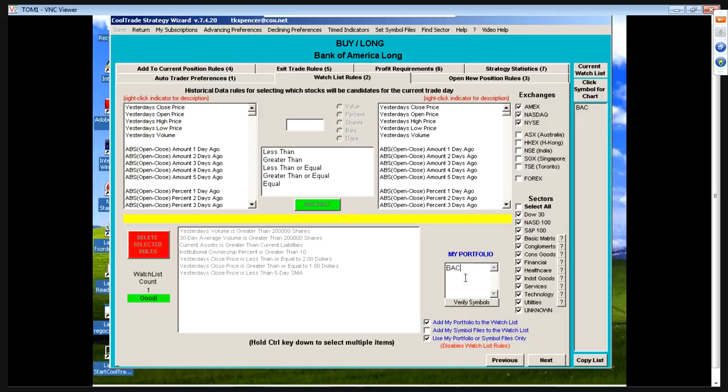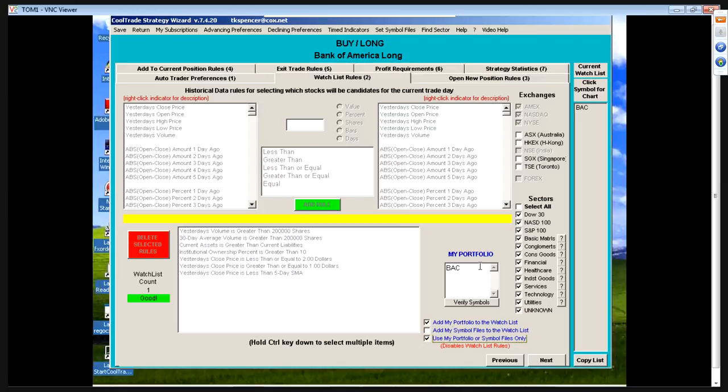Now, by checking that first one, all you did was put it in the watch list along with the symbols that the strategy picked based on the rules. It would have added more symbols. Uncheck that bottom one for a second: use my portfolio or symbol files only. Watch what happens when you uncheck that. More symbols came in. See on the upper right, more symbols came in because of these rules here. But in this case, you want to ignore the rules because he only wants to trade that one stock, and he really didn't want to delete all of his rules. So he puts that one symbol in here and then goes down here and says use my portfolio or symbol files only. So check that, and it forgets the rules and only puts that one symbol in there.